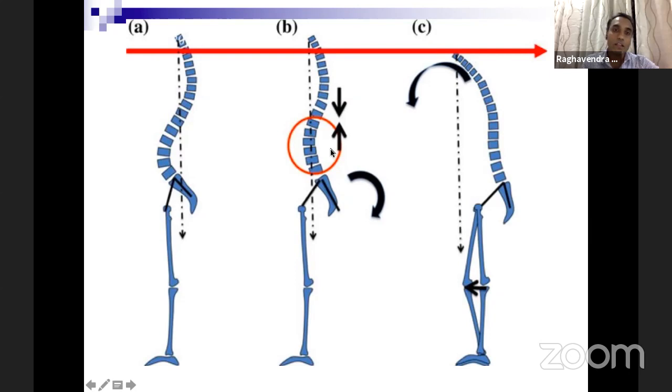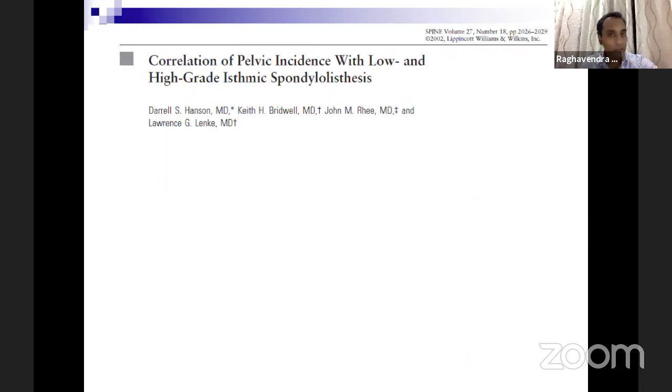So in the second picture, we see that there is some amount of lordosis that is increased, some amount of sacral slope that is actually decreased, that is the pelvis tilts backwards. And even in spite of that, if it doesn't compensate, then we have hip flexion. And even in spite of that, if it doesn't compensate, then the body falls forward and then there is imbalance.